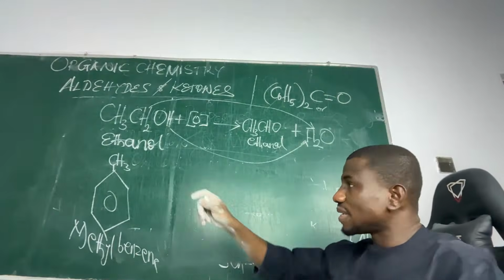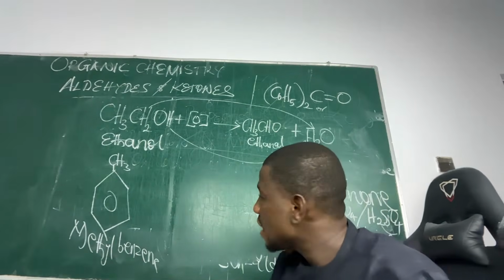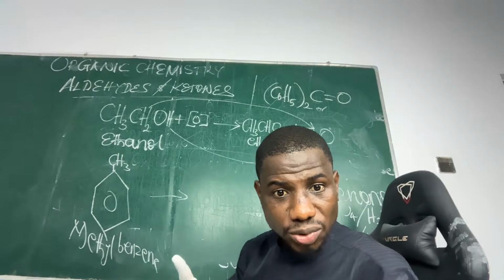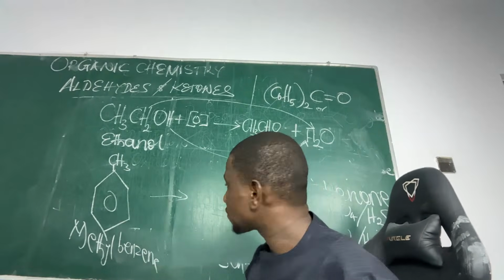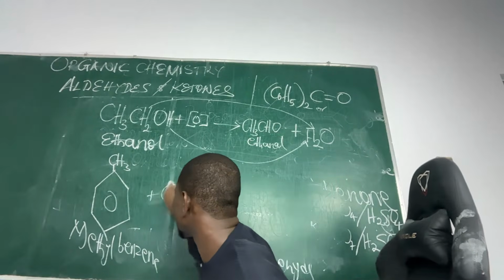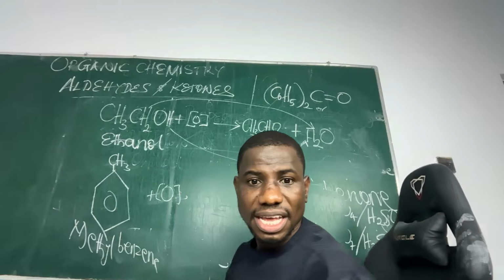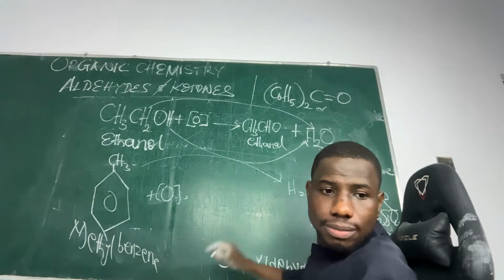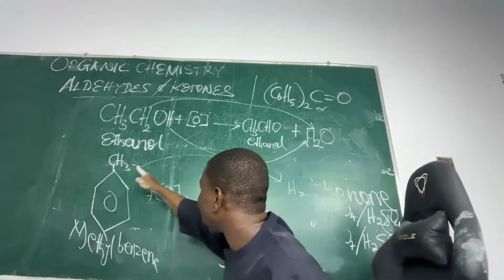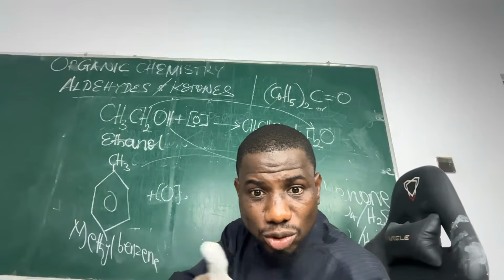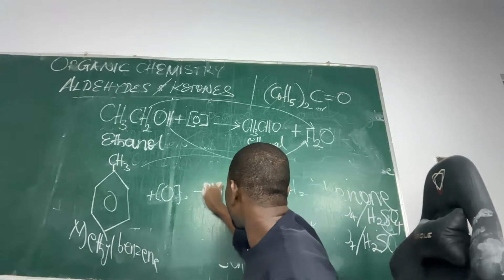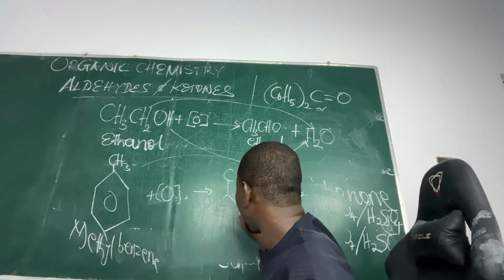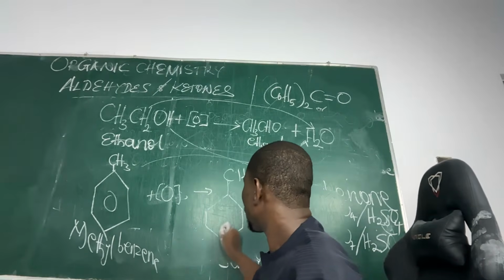This is the structure of methyl benzene. On oxidation, we are going to remove 2 hydrogen entirely and add oxygen. If we remove 2 hydrogen here, how many hydrogen will remain? 1. So this is now CH bonded to a benzene ring.